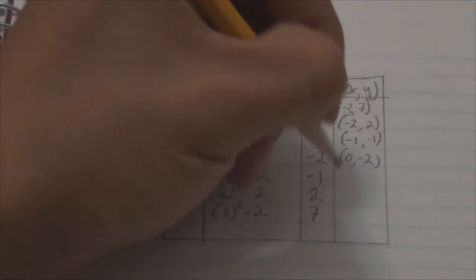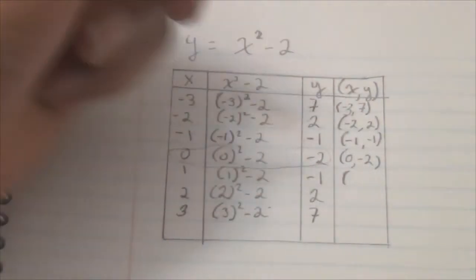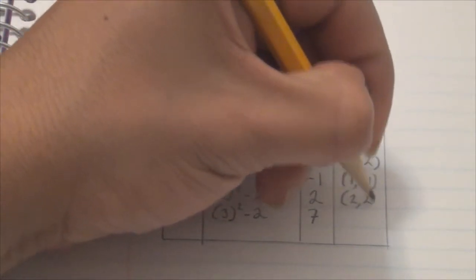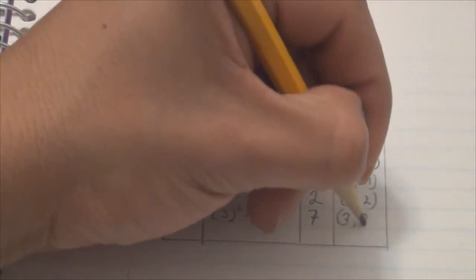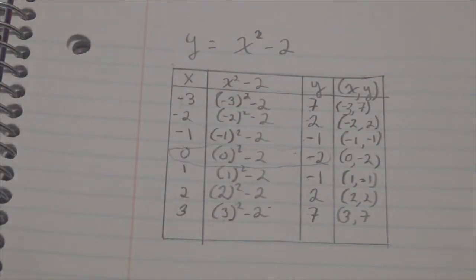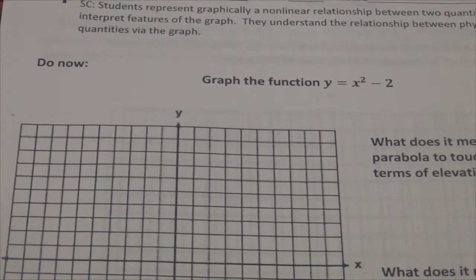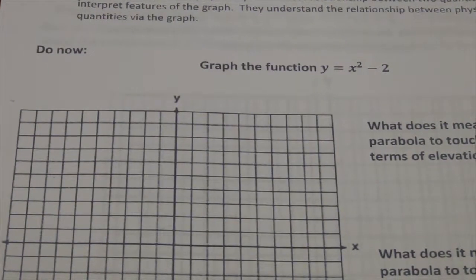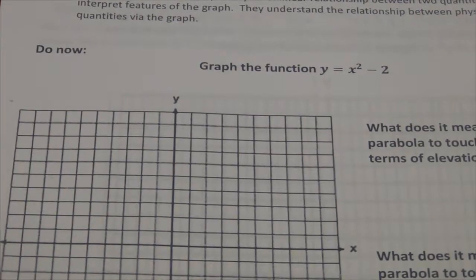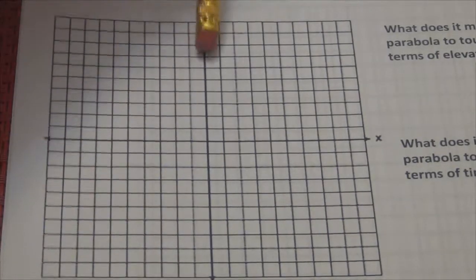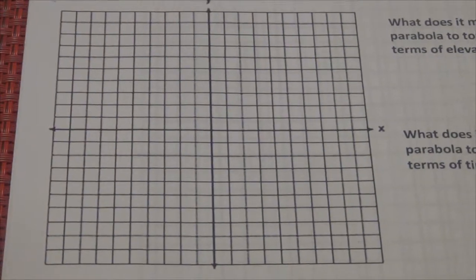Let's continue with this. And this is 1, -1, 2, 2, and 3, 7. So these are the values that I'm going to be graphing. Okay, so let's start the graph. You show what the values are. If you need to pause and copy the values, then that's fine. We'll just rewind.